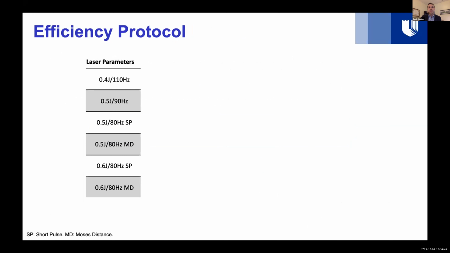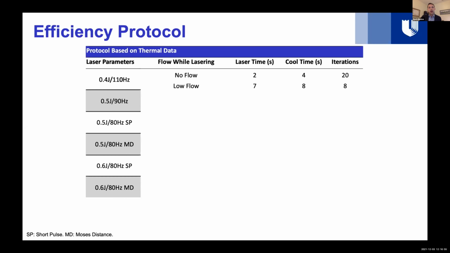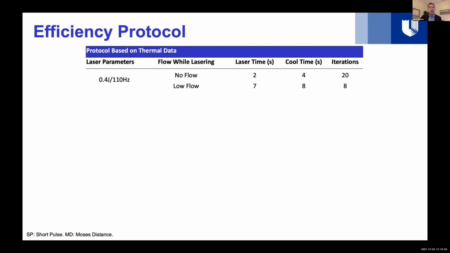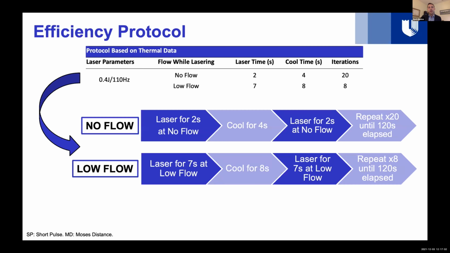Laser parameters were chosen based on prior in vitro popcorning efficiency studies and clinical experience. Laser time and cooling time were derived from our thermal dose experiments in the kidney phantom, not presented here. As an example, here's the protocol for 0.4 joules and 110 hertz. Importantly, the laser time for each iteration was shorter with no flow than with low flow, since irrigation sharply attenuates thermal dose accumulation.